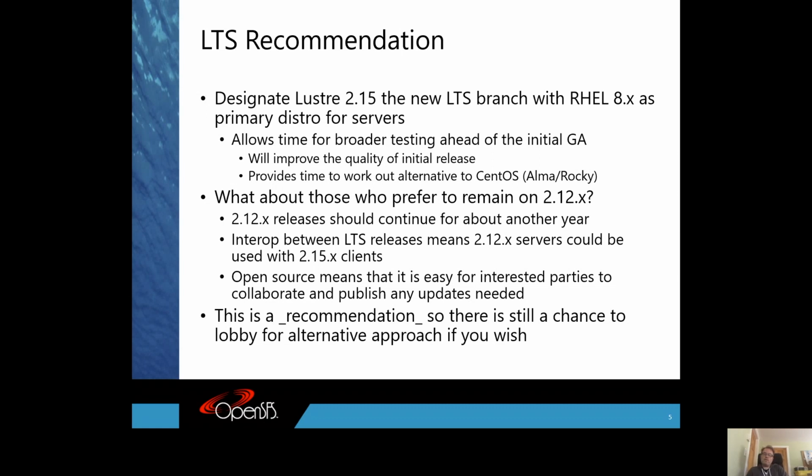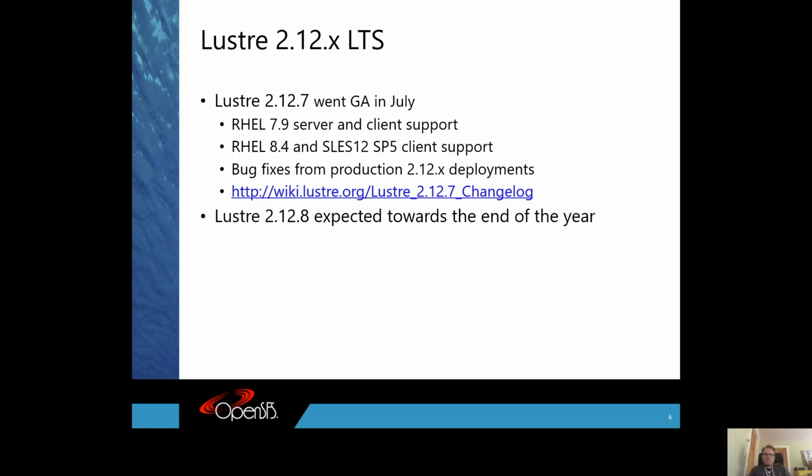And then finally, this is just a recommendation, and so I wouldn't say this decision is set in stone. If people who haven't to date engaged in this discussion process would like to tell us why this is not the right approach, then please do so, and the LWG is the best way to do that. So moving on to more routine business, 2.12 LTS releases.